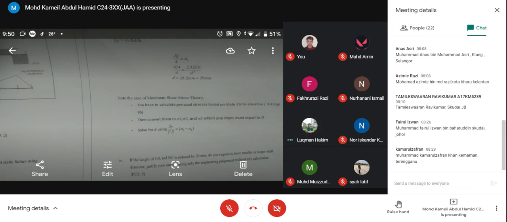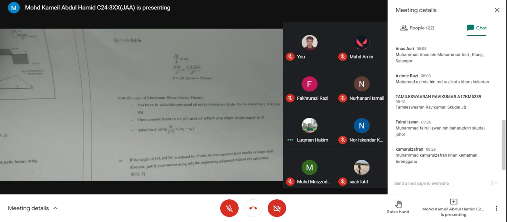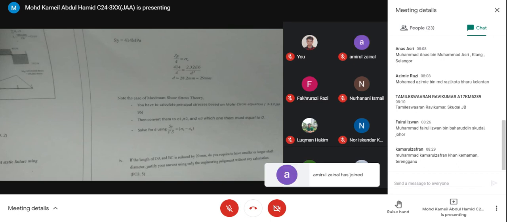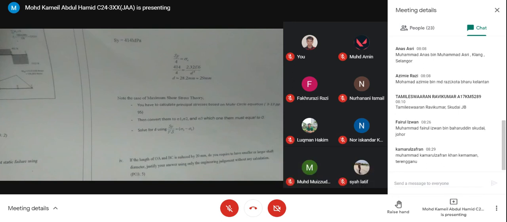So if the length of OA or BC is reduced by 20 mm, do you require a smaller or larger shaft diameter? It means if it gets shorter, you can use a smaller shaft. Because the moment that the shaft creates is going to be smaller, we can use a smaller shaft size. That is the answer actually.